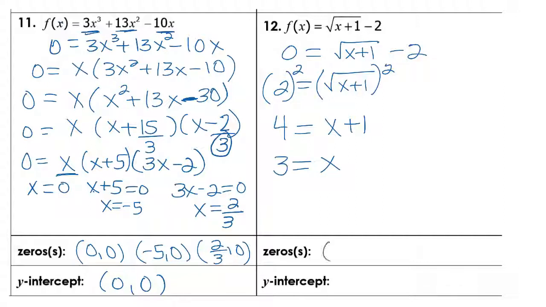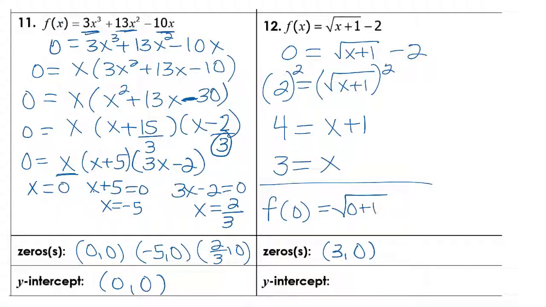So here is the zero for this one: (3, 0). But now we need to evaluate our function at 0 to get our y-intercept. So we're going to have the square root of 0 plus 1, then minus 2. So what is that going to be equal to? What's the square root of 1? 1. What's 1 minus 2? -1. So my y-intercept is (0, -1).